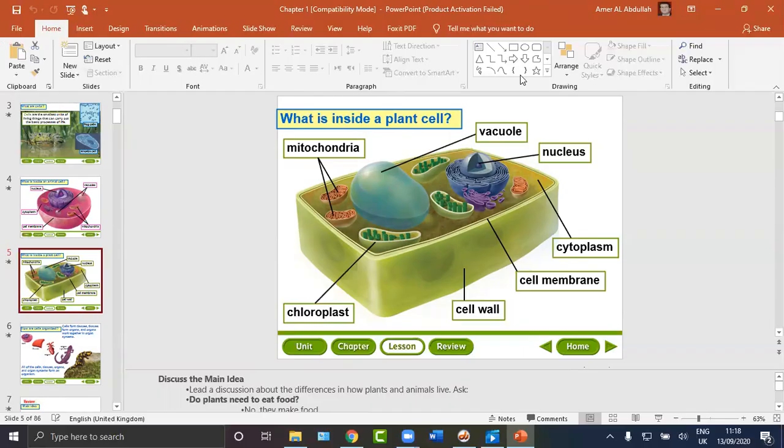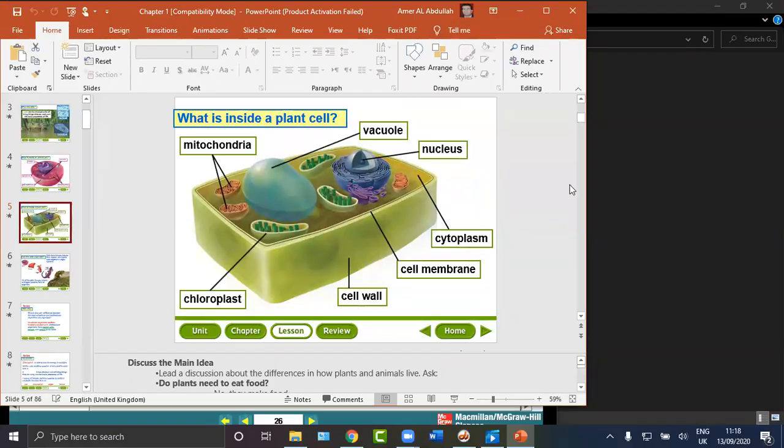Who can name these components? What's inside a plant cell? I will choose Mahmoud Muhammad. Yes, read what's inside a plant cell. Mitochondria, vacuole, nucleus, cytoplasm, cell membrane, cell wall, chloroplast. Yes, excellent. These are the components of a plant cell.